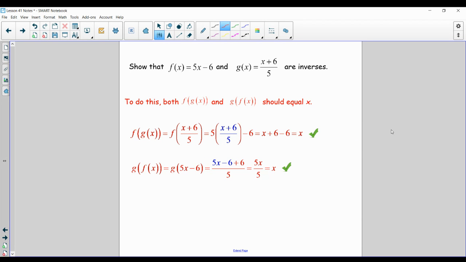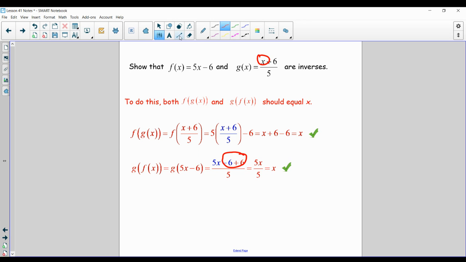Then I'm going to put the 5x minus 6 in for x. So I would have 5x minus 6 plus 6 over 5. Now, the order that this goes in is minus 6 plus 6 is 0. So that would leave you with 5x over 5, which is equal to x.